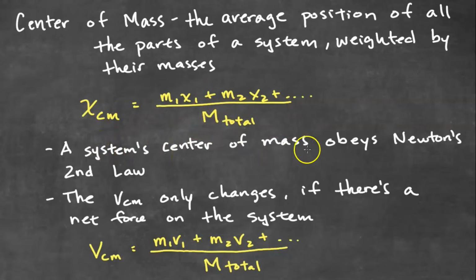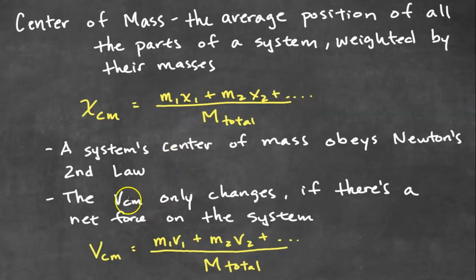A system's center of mass obeys Newton's second law. What this is saying is that if there is a net force on the system, then the system's center of mass will accelerate. If there is no net force on the system, or the forces are balanced, then the center of mass will not accelerate.